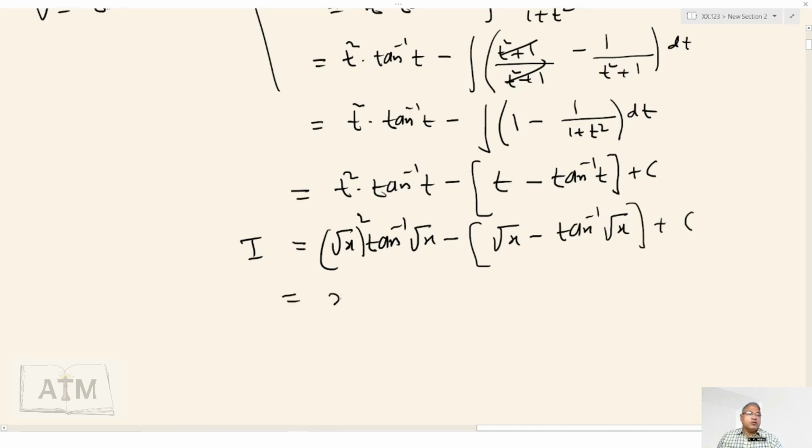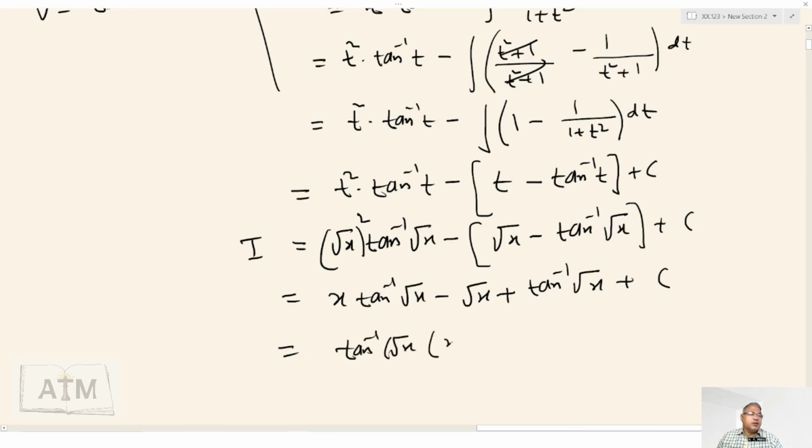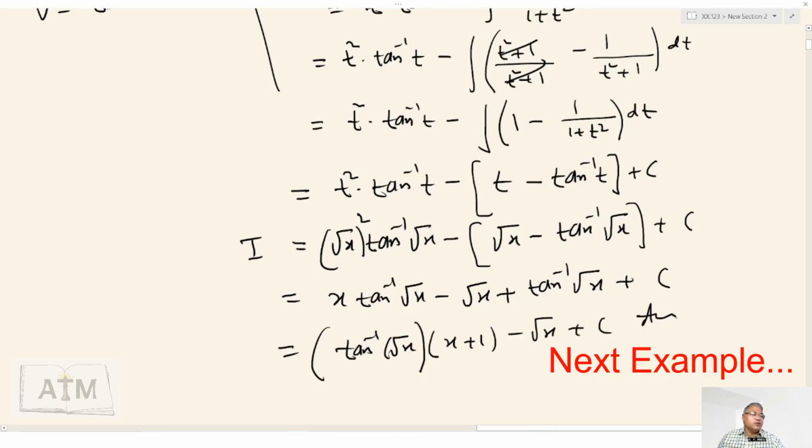Now this is equals to x into tan inverse of root x minus root x plus tan inverse of root x plus c. Here we can do that, here tan inverse root x can be taken common. So tan inverse of root x, here in the bracket x plus 1, minus root x plus c. This is the final answer.